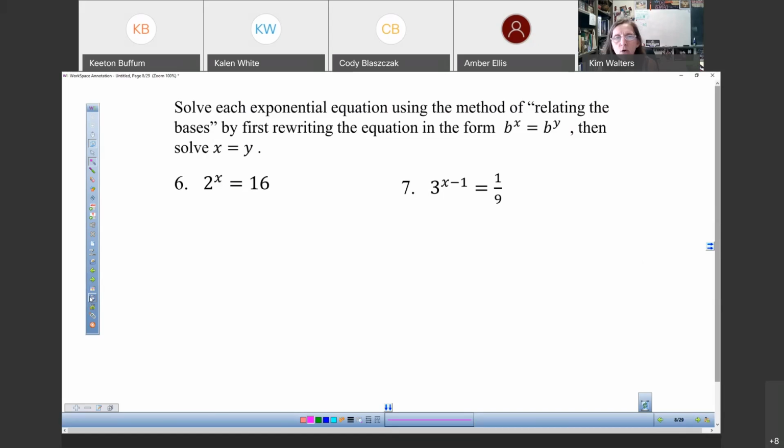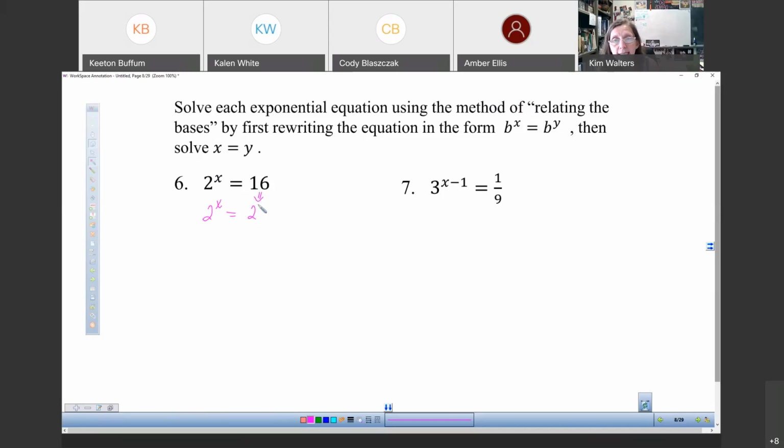Now, for this first problem, you might look at this and say, I know the answer, and that's great, that's wonderful, but I don't want to do it that way. I want you to see, rewrite 16 as 2 to a power. So what I have is 2 to the x power, and then I want to take 16 and write this as 2 to the, well, 2 squared is 4, 2 cubed is 8, 2 to the 4th power is 16.